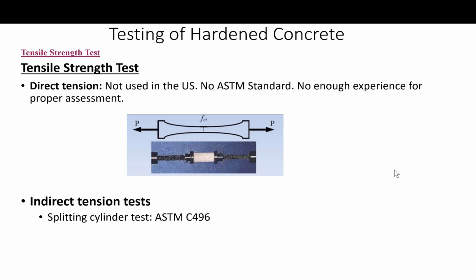As you can see, that's how a direct tension test would be done. It would be just to grip both sides of some kind of a briquette or a prism, apply tension on it, and get the results. But like I said, the usefulness of such a direct tension test has not been established as of yet. There is, however, one common method for estimating the tensile strength of concrete through an indirect tension test.